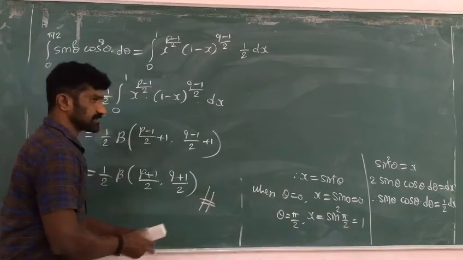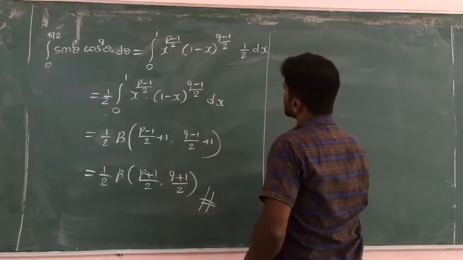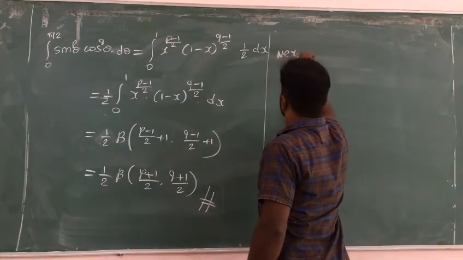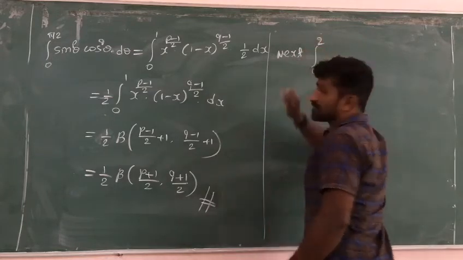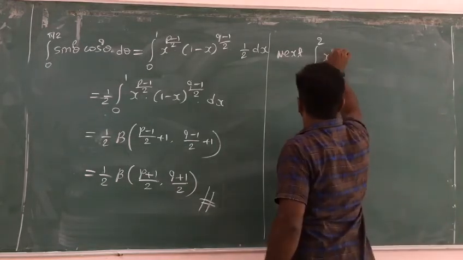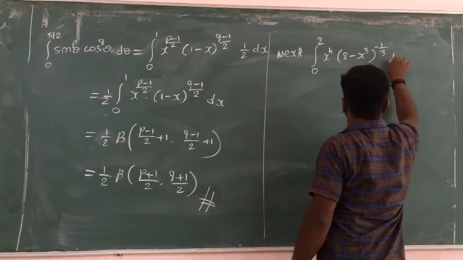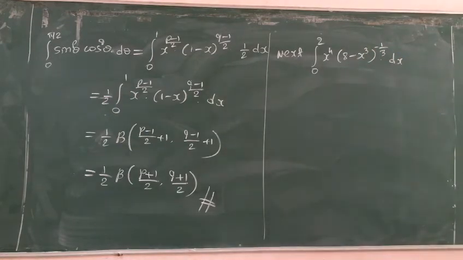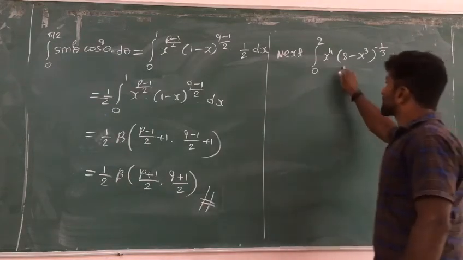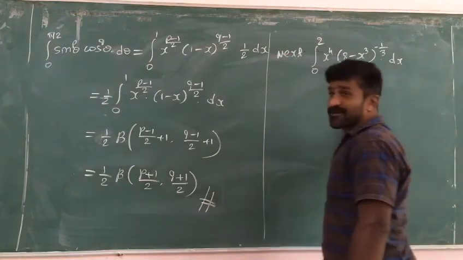Next, in one, deduce the integral from 0 to 2 of x raised to 4 into 8 minus x cube raised to minus 1 by 3 into dx. Deduce it in the form of the beta function, so I can write like this. Look once more. So you should express it in the form of beta.